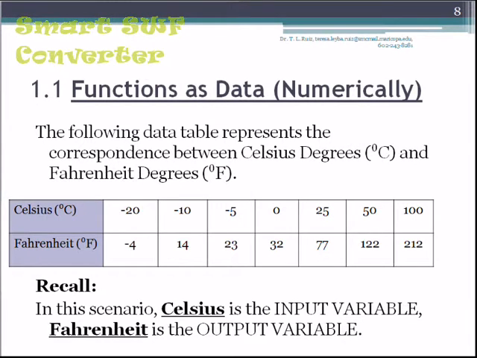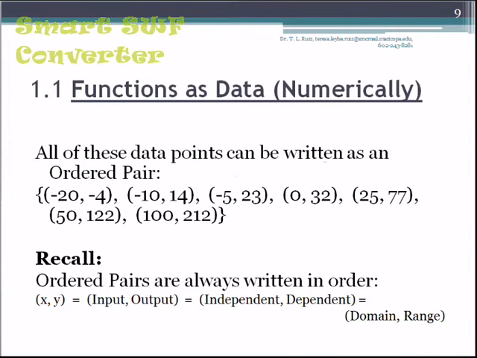We can also look at a table of data numerically, and this goes back to our Celsius and Fahrenheit. Recall that Celsius is the input and Fahrenheit is the output. When we define functions numerically, we have to look at an ordered pair, and we always follow the order input, output, or x, y. And you should be comfortable identifying the input and output given an ordered pair of data.